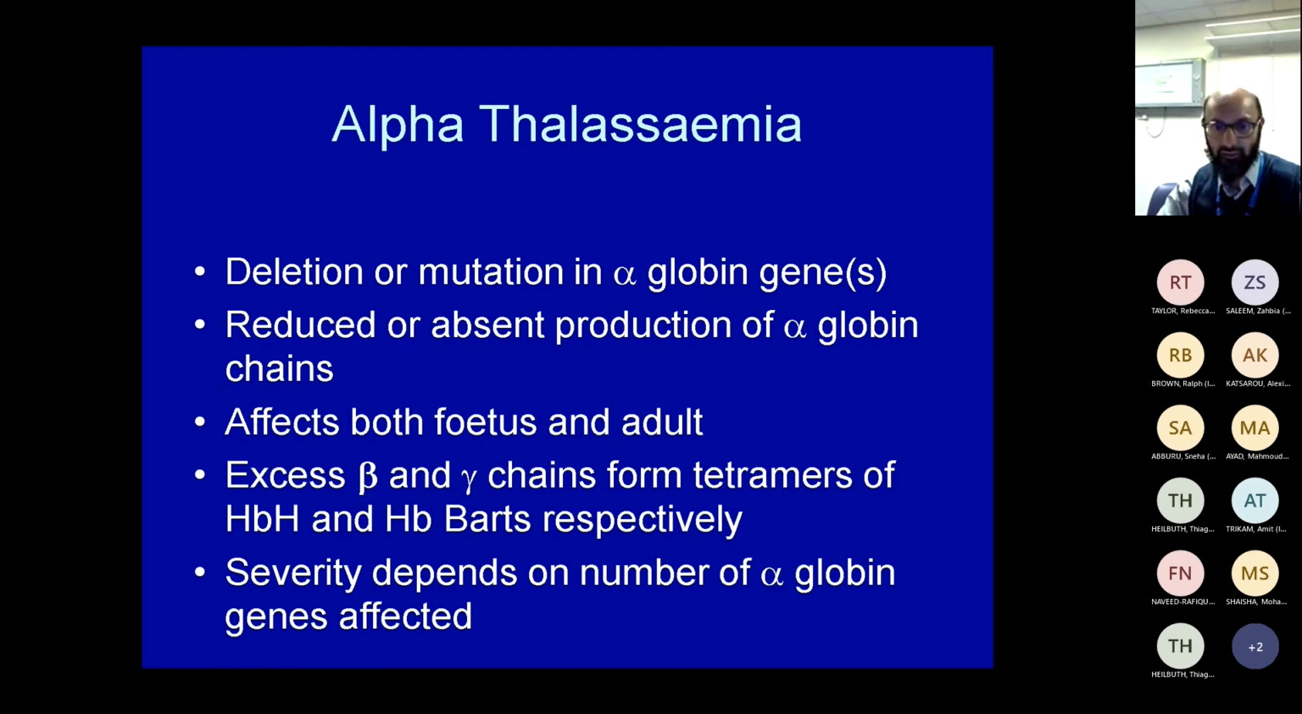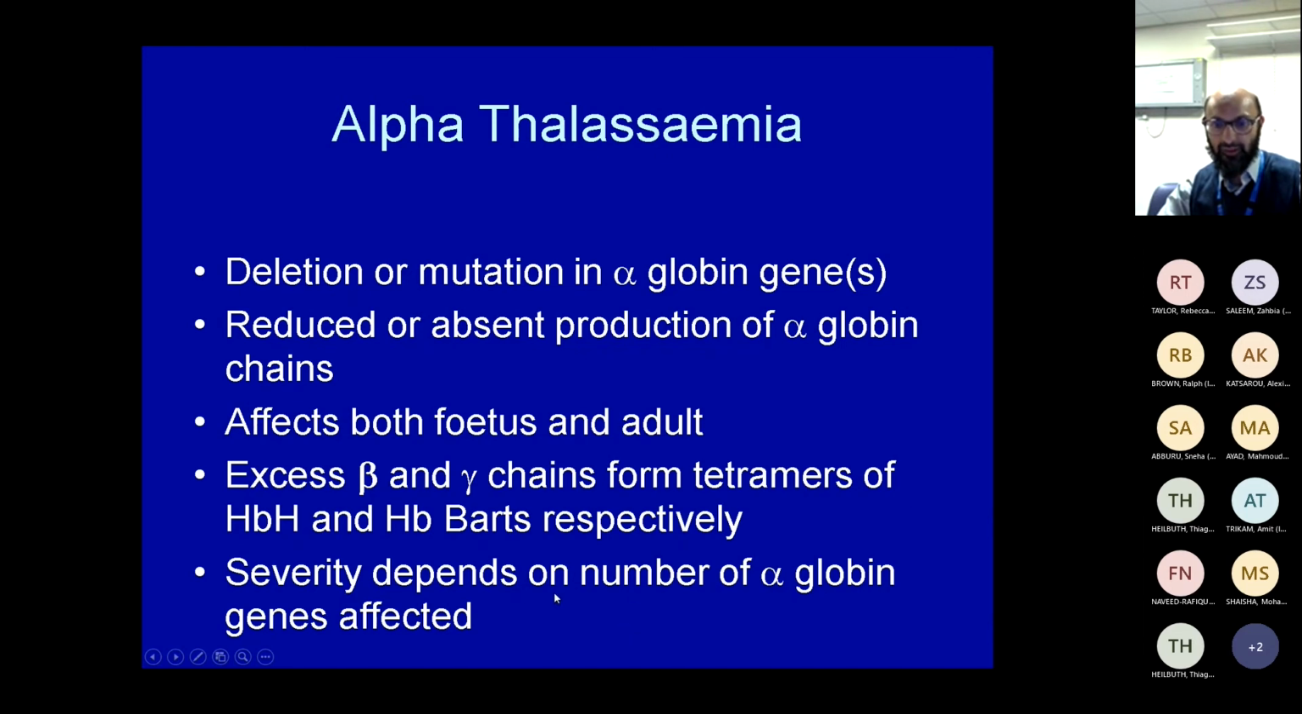As we've mentioned and seen earlier, it affects both the embryo and the fetus, as well as adults. Excess beta and gamma chains form tetramers. Beta tetramers are termed hemoglobin H, and gamma chain tetramers hemoglobin Barts. You see both of these in patients with 3 alpha globin chain deletions, with some elevated levels of hemoglobin H and hemoglobin Barts. And if you were to look at the hemoglobins in a fetus who had homozygous alpha-0 thalassemia, you'd see mainly hemoglobin Barts.